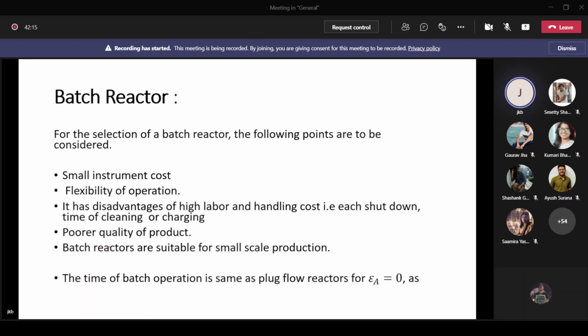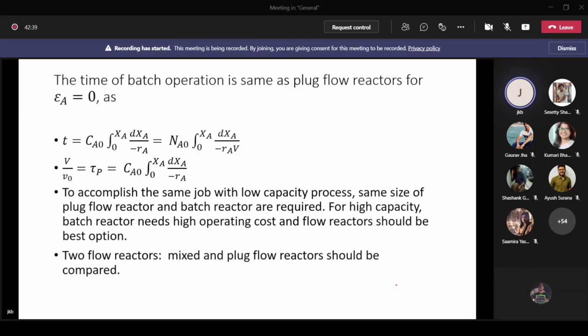Now, at the same time, we can consider plug flow reactor because there is a similarity between batch and plug flow reactor. Through theoretical derivations, we have observed for epsilon equal to 0, which means constant volume process, the batch reactor process time is same as the plug flow reactor space time for a particular conversion.